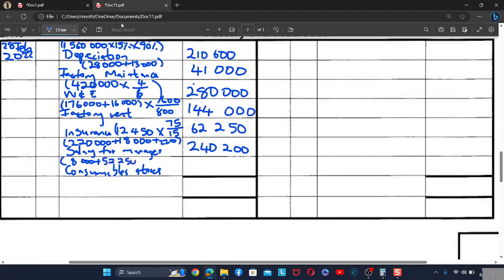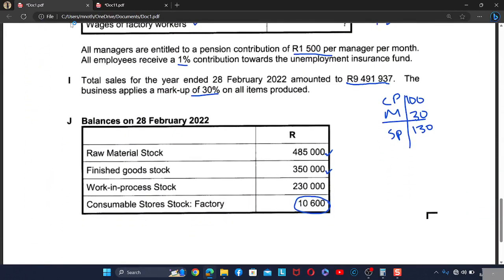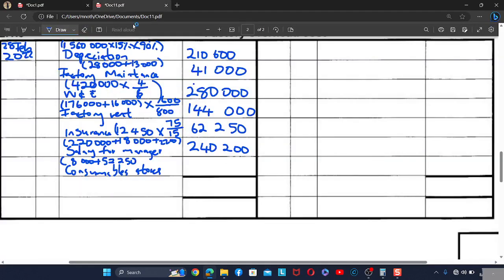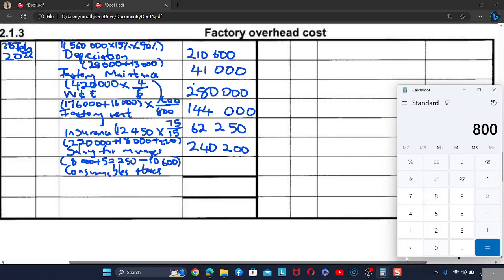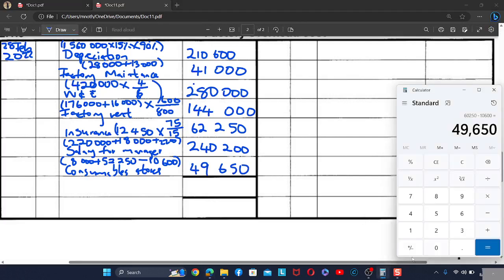So this means that actually now the consumables were worth this amount, right? But now we are at the end. We are told that the consumables at the end, their balance is 10,600. So now we need to know how much is the used one. To know the used one, we must subtract the one that is at the end, 10,600. So 8,000 plus 52,250 minus 10,600. That is going to be 49,650.